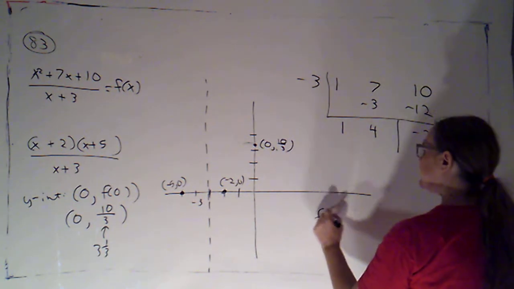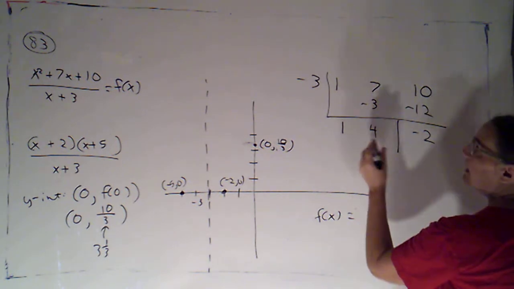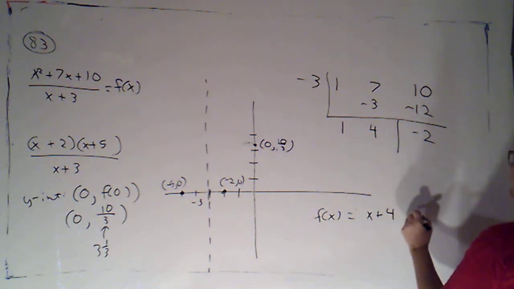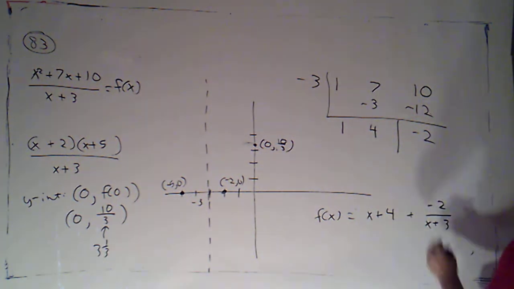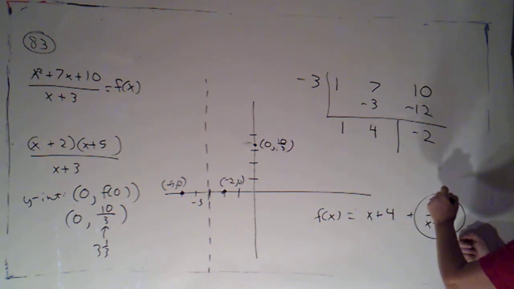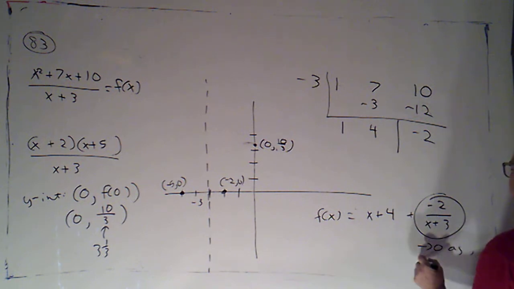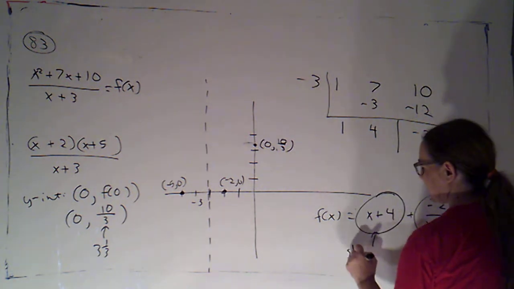So I'm able to say that f of x is equal to x plus 4 plus -2 over x plus 3. This piece, the remainder over what we were dividing by, goes to 0 as x goes to infinity or x goes to -infinity, which means that x plus 4 is the equation for my slant asymptote.